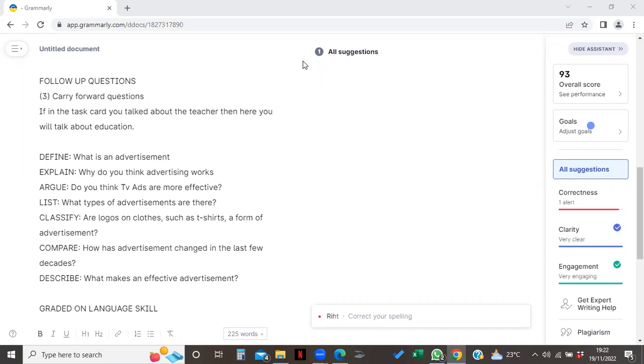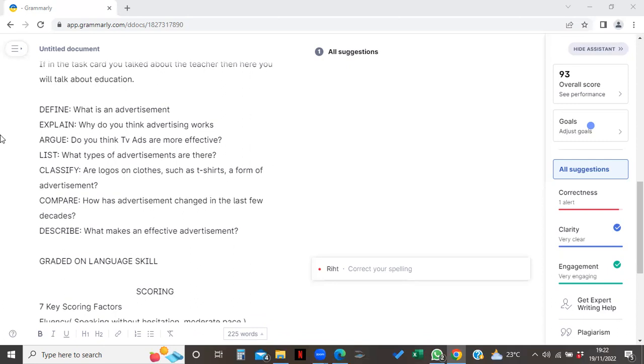Like if in the previous part, in segment number two, they're talking about a teacher, here they won't be talking about the teacher. They would be talking about education. So it's a broad category in which you can talk a lot of things. So these pointers can help you to explain and all that.